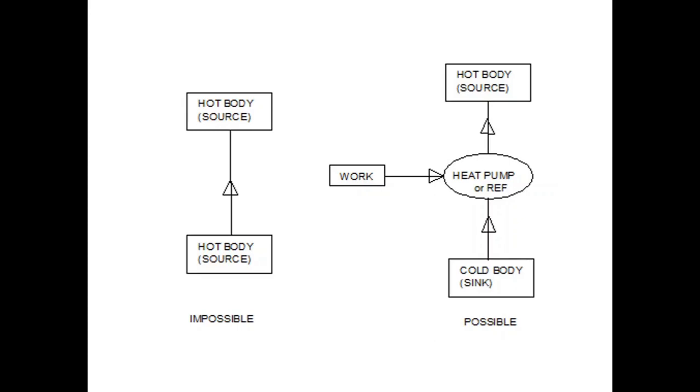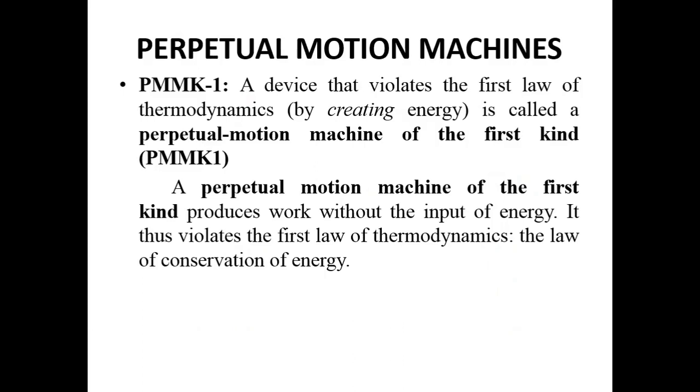Naturally it won't happen, right? So heat cannot be transferred from cold to hot without any external device called a heat pump, refrigerator, etc. Here we are showing the perpetual motion machine. A perpetual motion machine is a device which violates the first law of thermodynamics. PPM, that is a perpetual motion machine of kind 1.